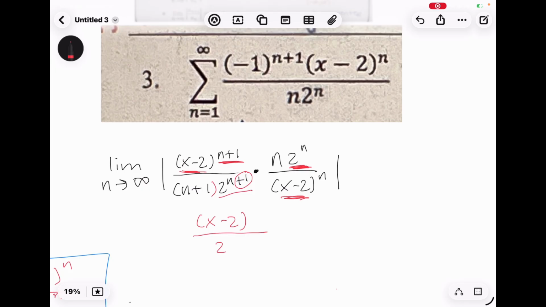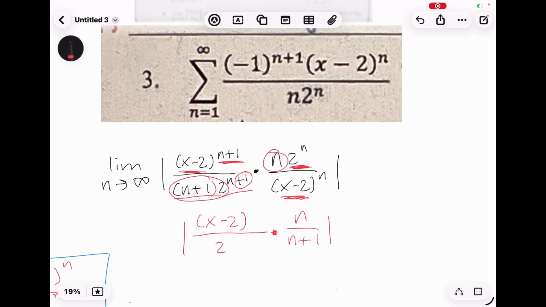And now, the only part that's left is this n and n plus 1, right? So n over n plus 1. Okay. Very good. Again, don't forget the absolute value.